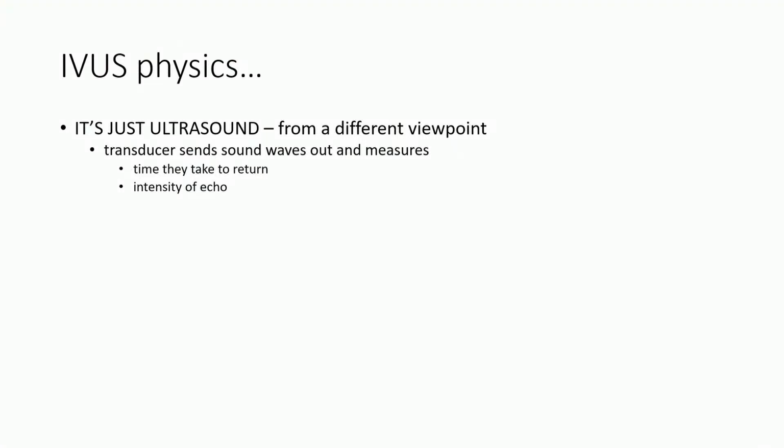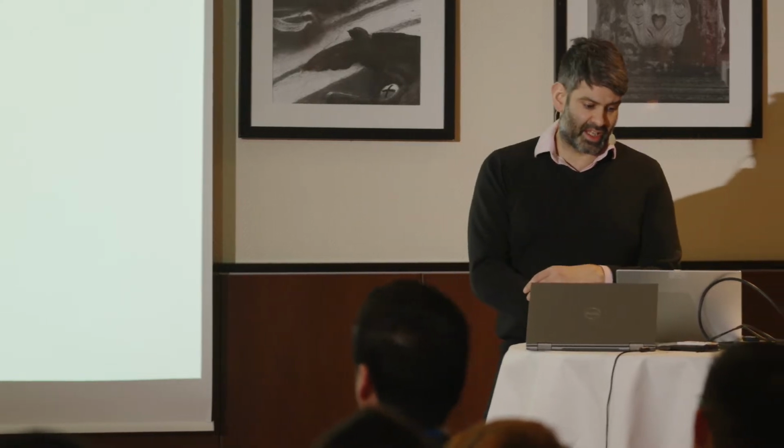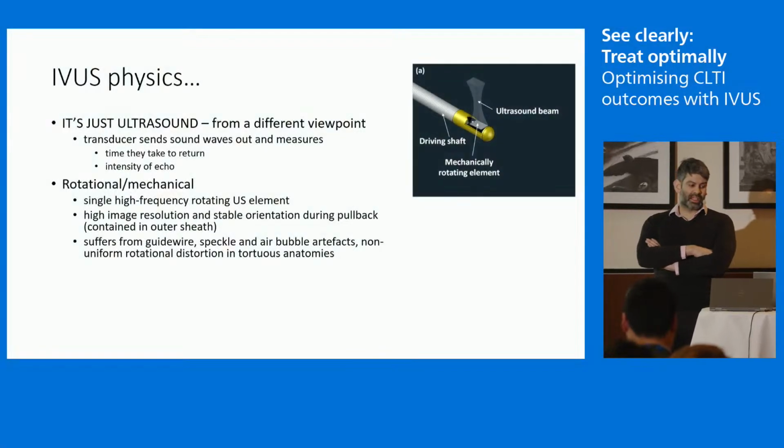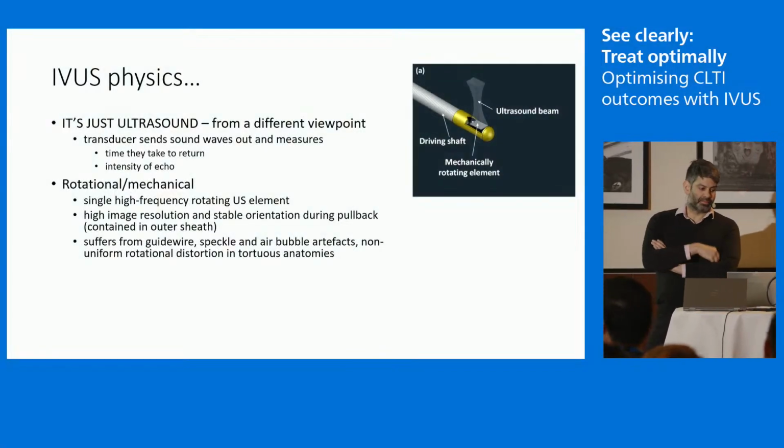So, a quick word about IVUS physics. I think the first thing to remember, and the thing that will help you most when you're making a transition from extravascular ultrasound to intravascular ultrasound, is to just remember it is the same ultrasound. You're just looking from a different angle. So ultrasound, very simple. You've got a transducer that sends out sound waves and measures the time it takes to return and what the intensity of the echo coming back is. And just looking from inside the vessel rather than from the outside.